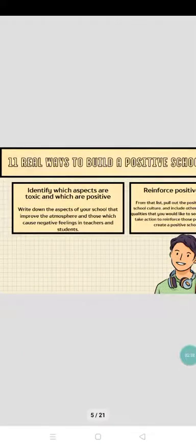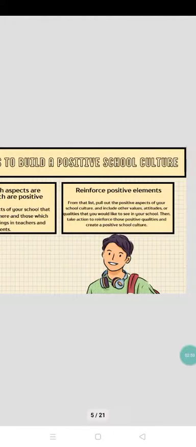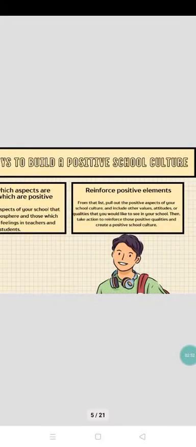Next, identify which aspects are toxic and which are positive. Write down the aspects of your school that improve that atmosphere and those which cause negative feelings in teachers and students. Reinforce positive elements. From that list, pull out the positive aspects of your school culture and include other values, attitudes, or qualities that you would like to see in your school. Then take action to reinforce those positive qualities and create a positive school culture.